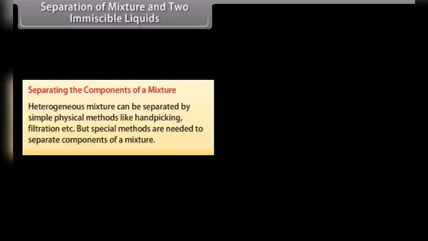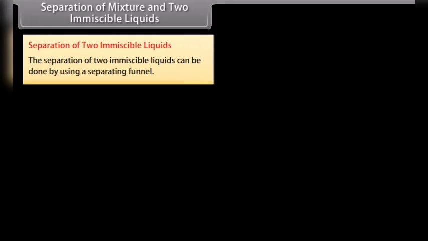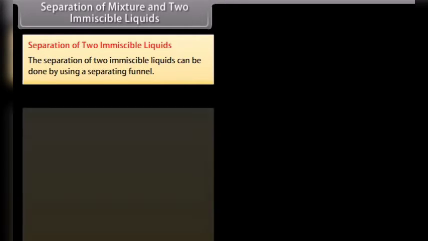Separation of mixtures and two immiscible liquids. Separating the components of a mixture. Heterogeneous mixtures can be separated by simple physical methods like hand picking, filtration, etc. But special methods are needed to separate components of a homogeneous mixture. Separation of two immiscible liquids. The separation of two immiscible liquids can be done by using a separating funnel.